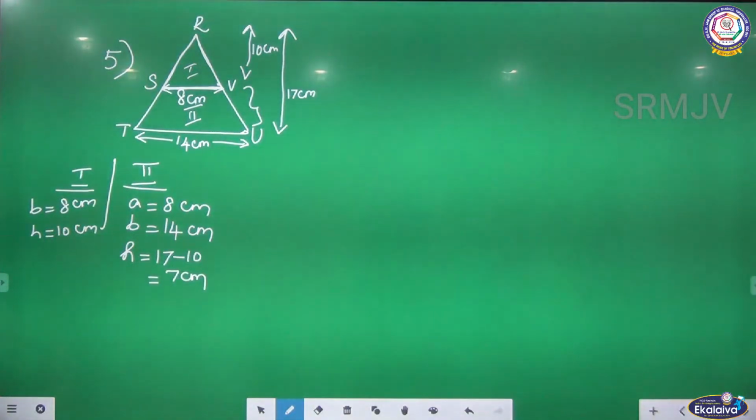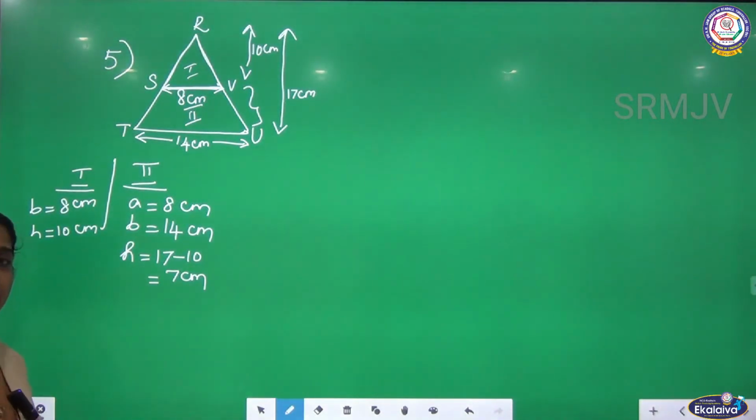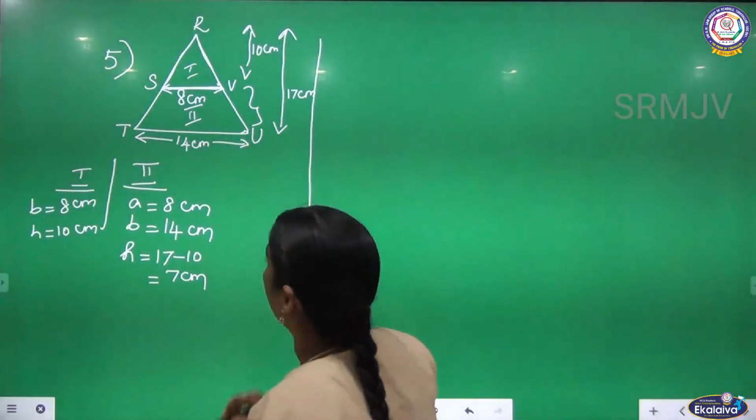Can you clear this, children? So 17 minus 10 is what? 7 centimeter. So area of a triangle, base, height I have written, and parallel sides A, B I have written, as well as for the trapezium height also I found out. Now I am going to substitute in the formula.